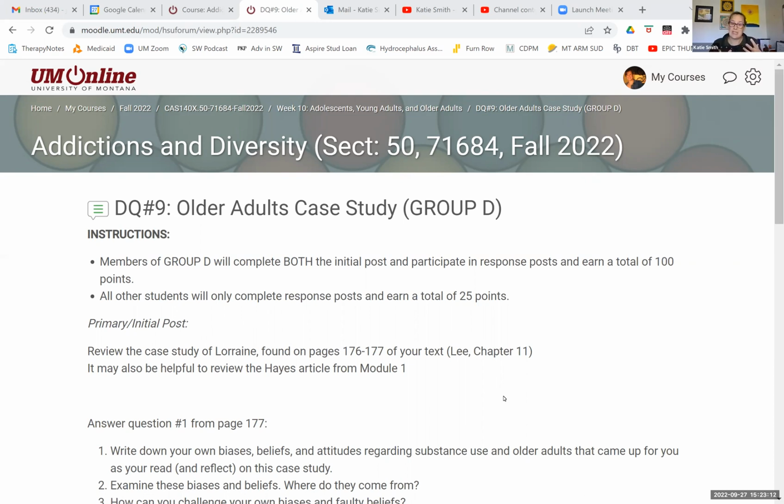Group D is going to lead us this week as we look at a case study about treating an older adult. So Group D, you will complete both the initial post and response post for this week, and then all other students will only do the response post.